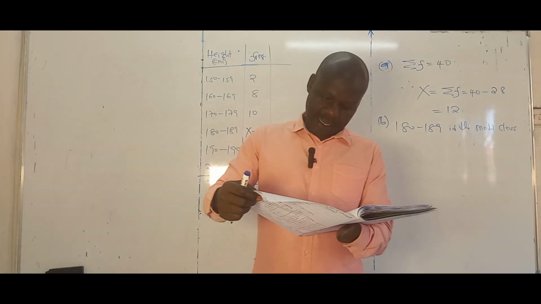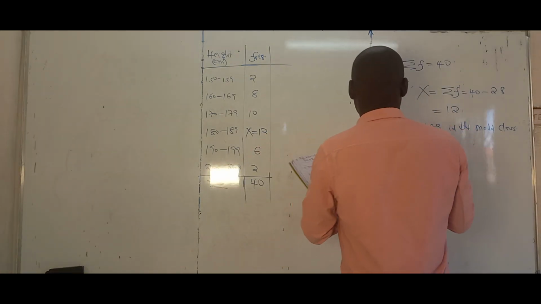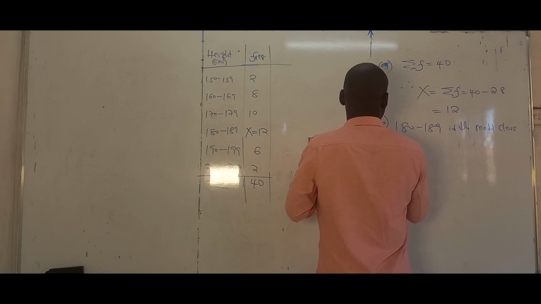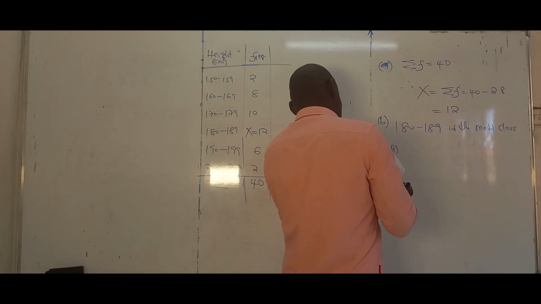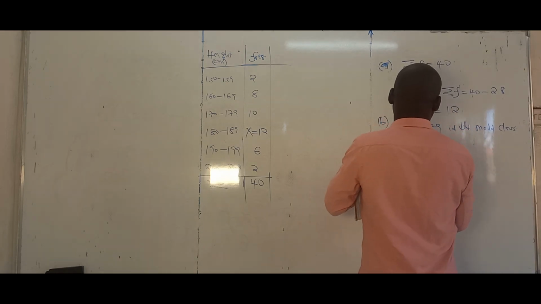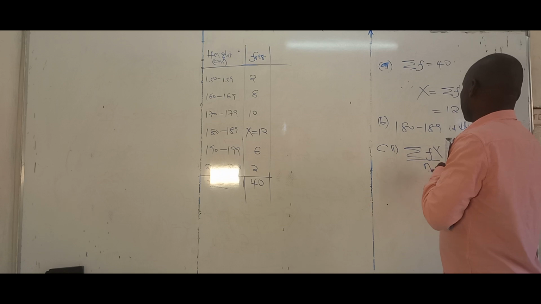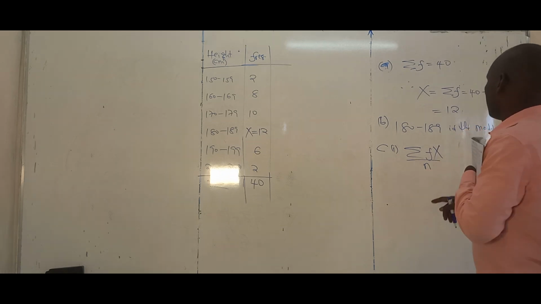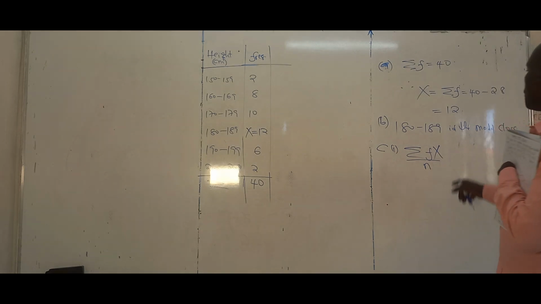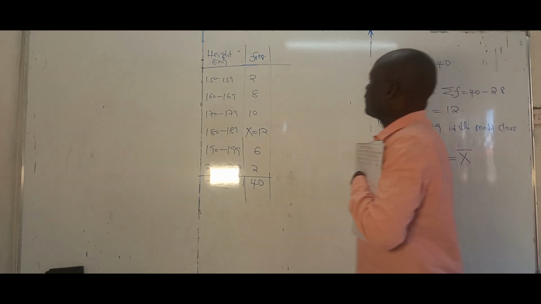Then we are asked to calculate the mean height of the athletes. That's now part C, Roman 1. Now, the mean height should be the summation of Fx over N. Summation of Fx over N is what should give us the mean of the athletes.